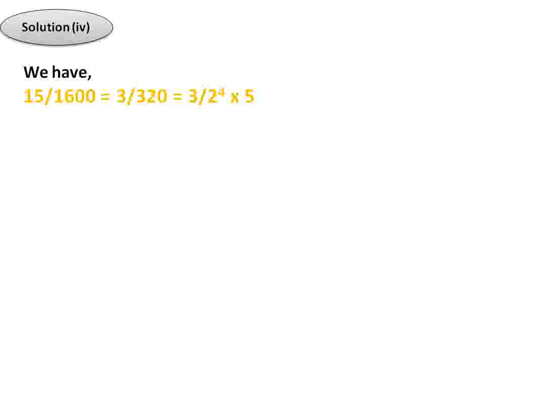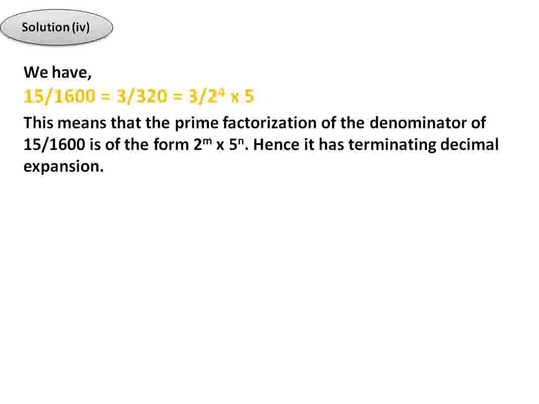Solution 4. We have 15 divided by 1600. Cancelling out the common factors, we'll get 3 divided by 320. And 320 can be written as 2 to the power of 4 into 5. This means that the prime factorization of the denominator in 15 by 1600 is of the form 2 to the power of m into 5 to the power of n. Hence, it has a terminating decimal expansion.